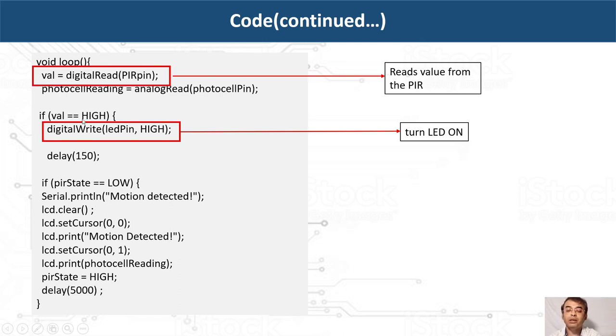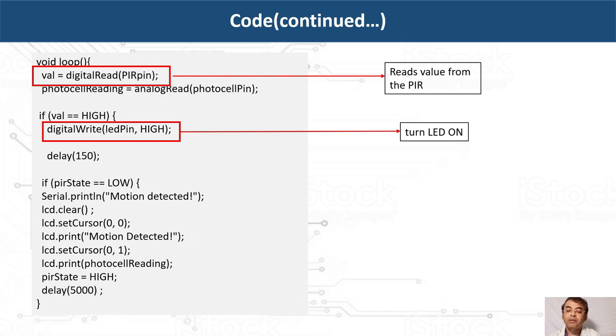If val is high, already I told you, the PIR sensor will give high value if motion is detected. If motion is not detected, then PIR will return low value, that is 0. So guys, you can see digital write LED pin high, that means if val equals to high, then LED will glow. And if PIR state equals to low, that means motion detected.